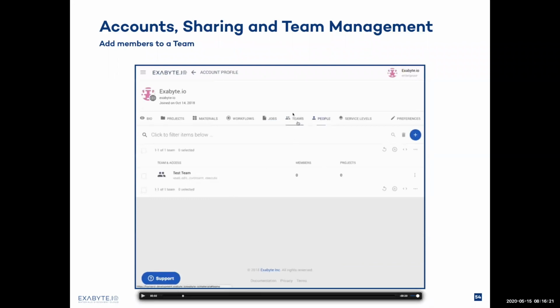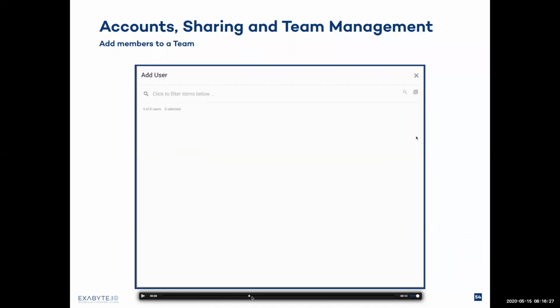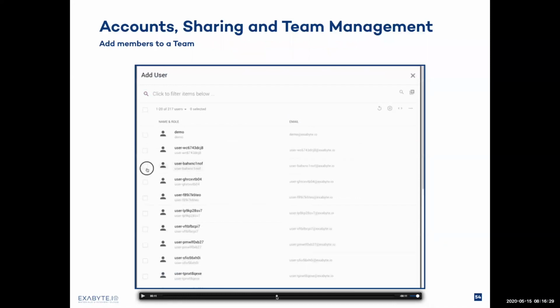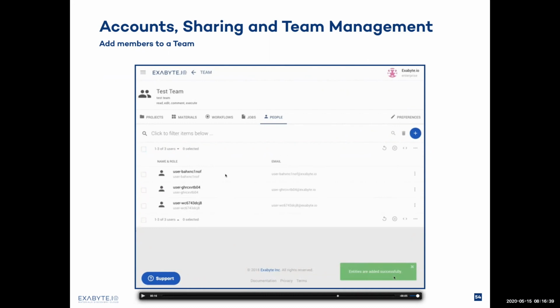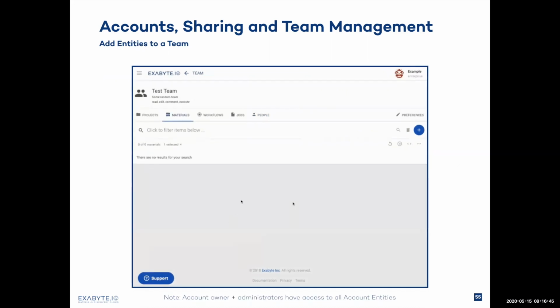We navigate to the Teams tab inside the account. Click on the team name, click on the plus, and now we can add users to this team. Okay, so now these 3 users will have the read permissions on the entities that are associated with this team. Now let's see how we can add the entities to this team. And that can be added in exactly the same manner.